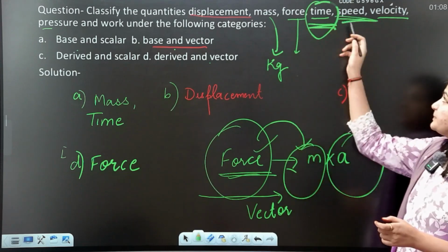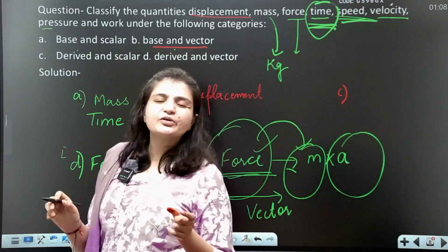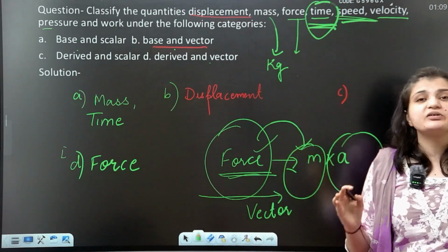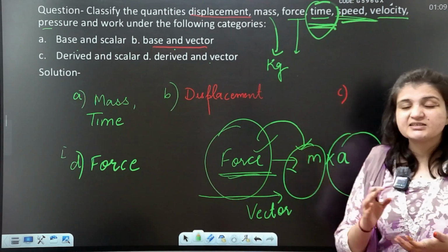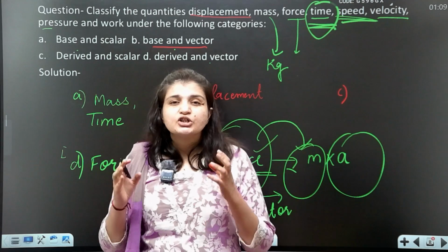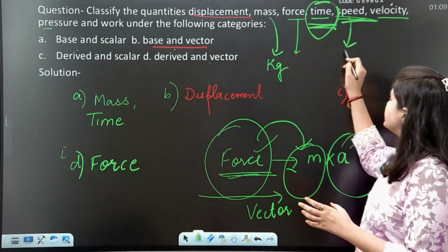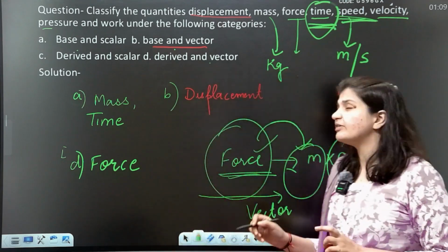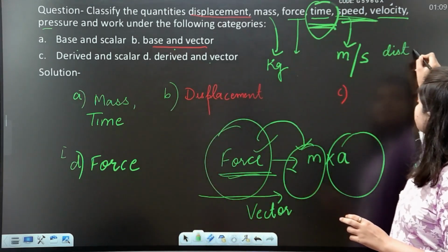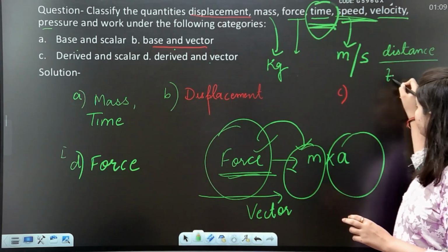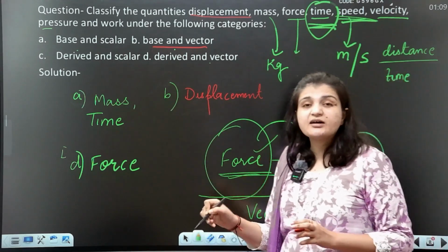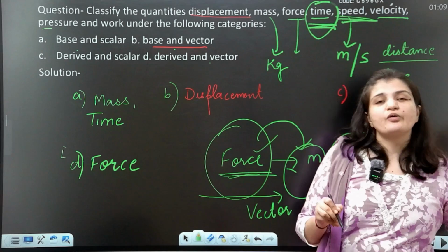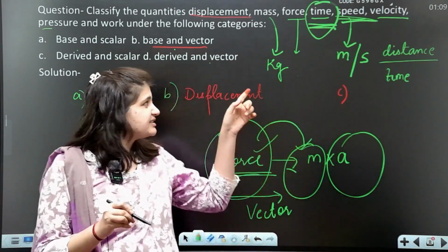Then comes the speed. What is speed? It is the total distance covered per total time taken. So speed has the unit of meter per second. Speed is dependent on the distance covered upon time taken. So speed is a scalar quantity. It has no direction, but it is dependent on other quantities such as the distance covered.